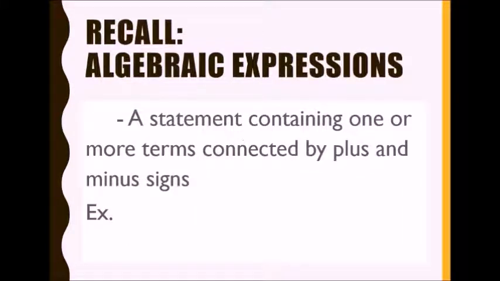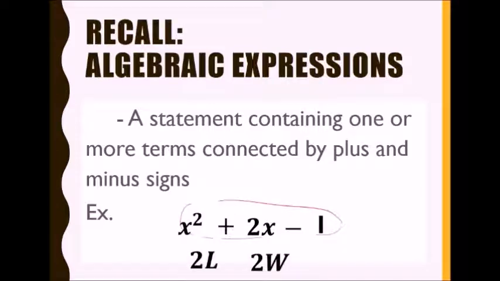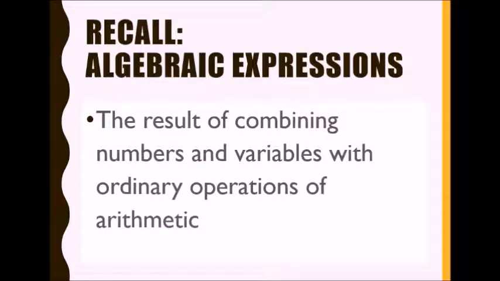The next one will be algebraic expressions. If you have many algebraic terms and you connect them using a plus or minus sign, the whole statement that is formed is called an expression. Another example is our 2L and 2W from the perimeter of a rectangle formula, connected by a plus sign. That is an example of an algebraic expression. Another definition: it is the result of combining numbers and variables with ordinary operations of arithmetic.